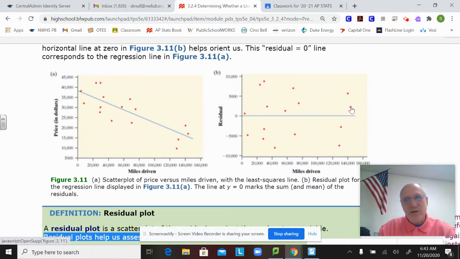And the answer, ironically, is that there's no pattern at all. That's what you want to see in a residual plot. If a linear model is a good model, your residual plot will have no pattern at all. If all the points were above or below, or if they started above and then went below, any kind of pattern in a residual plot means a linear model is not a good model. So that's an important concept. Given a residual plot, you're looking for there to be as little pattern as possible.